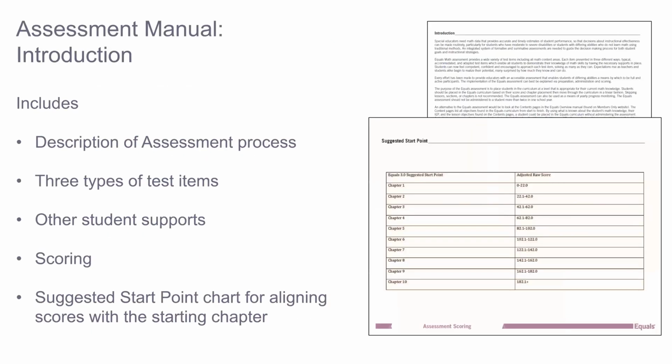Each of the assessment flipbooks have the same introduction. Before beginning the assessment process, it is important to review the assessment introduction that is found in either assessment manual. The introduction provides information on the assessment process, 3 types of test items, other student supports, scoring, aligning scores with a suggested start point for instruction if you plan on scoring the assessment manually. There is also, as I mentioned earlier, an electronic scoring option, and we'll look at both of those today.